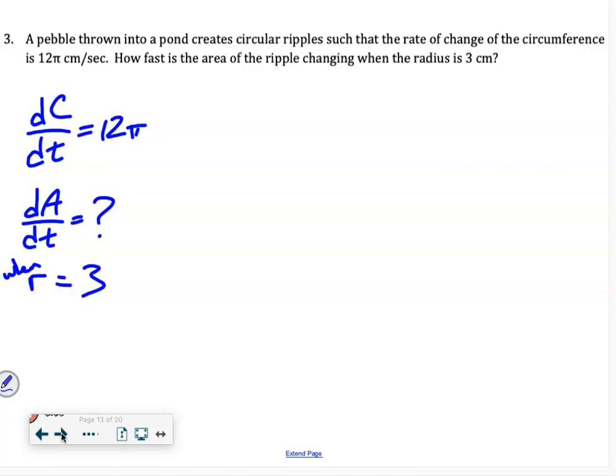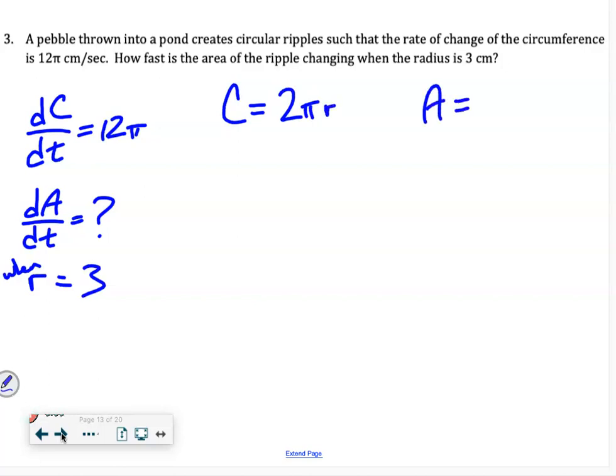There are two ways to approach this. I'm going to take a moment and write formulas for both circumference and area, and then we'll discuss how to approach it. What's the formula for the circumference of a circle? 2 pi r.